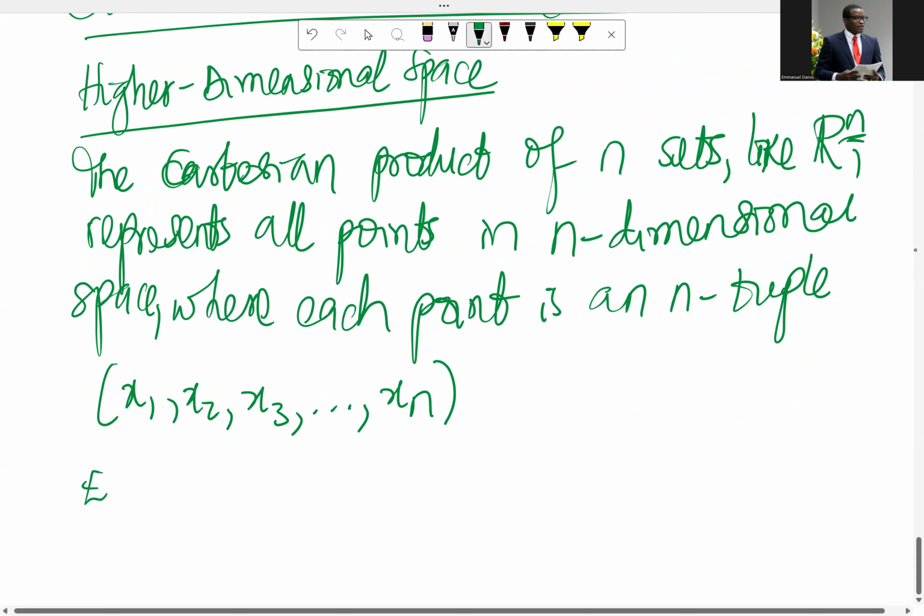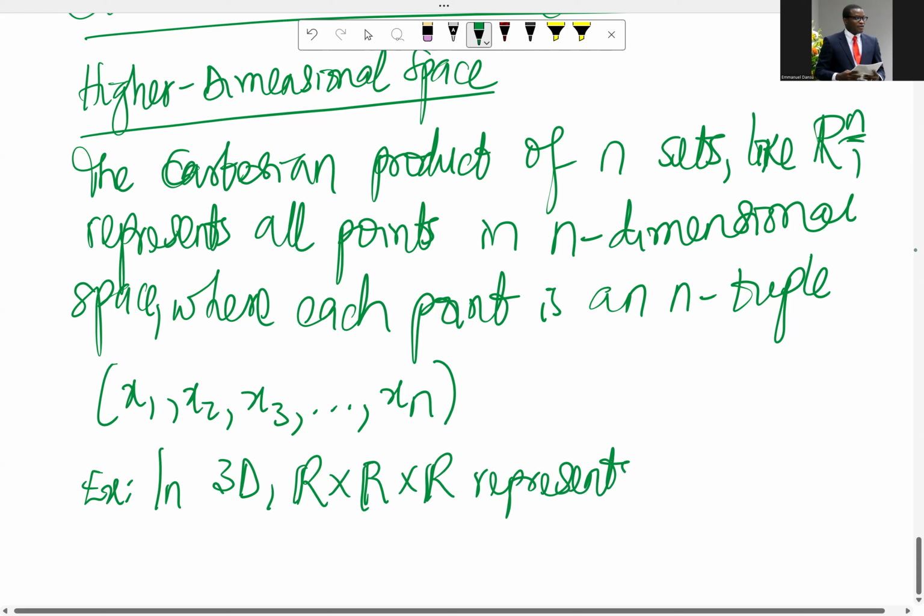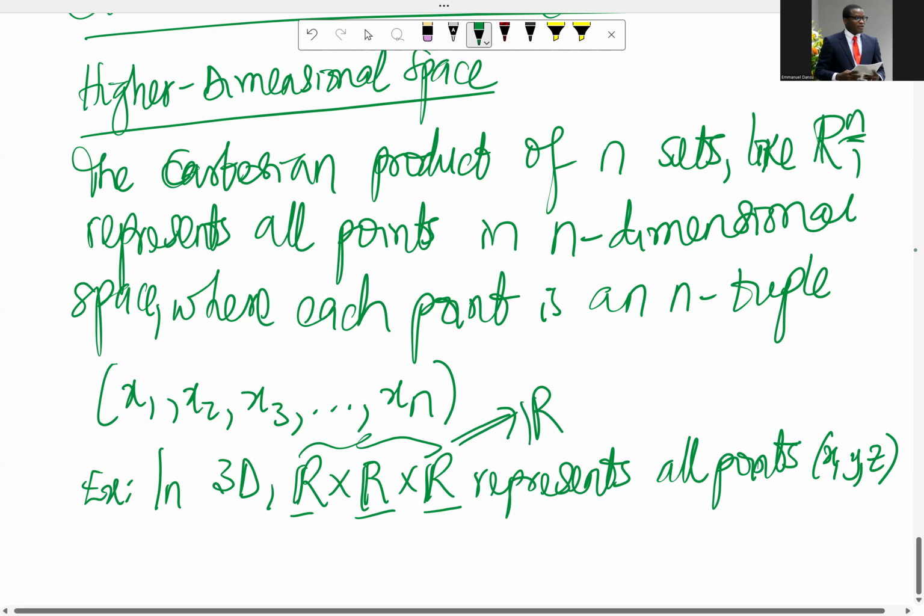So one example would be that in 3D space, that's three dimensional space, it means that we have real number by real number by real number. And that represents all points x, y, z. So x in the first one, y in the second one, z in the third one. That's three dimensional space. Of course, you remember this can also be written like this, R power three, that's three dimensional real number space.